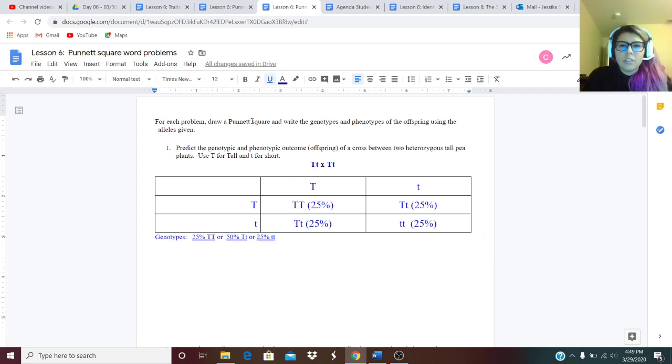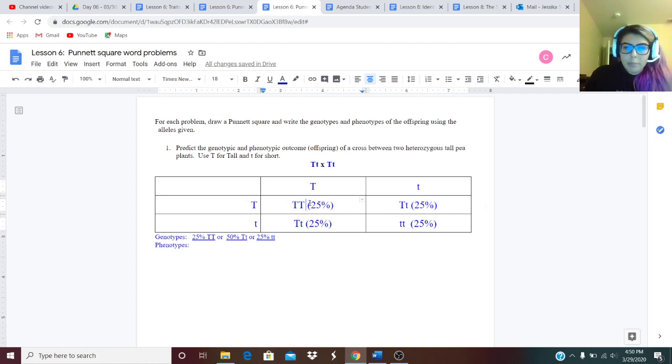All right, so genotypes are done. Now I need to focus on phenotypes. Remember, we have to look back at what these represent. According to the directions, capital T is for tall and a little t is for short. Because capital letter is dominant, and for dominant you only need one to be present, those boxes that have at least one capital T, at least one dominant, are going to represent tall.